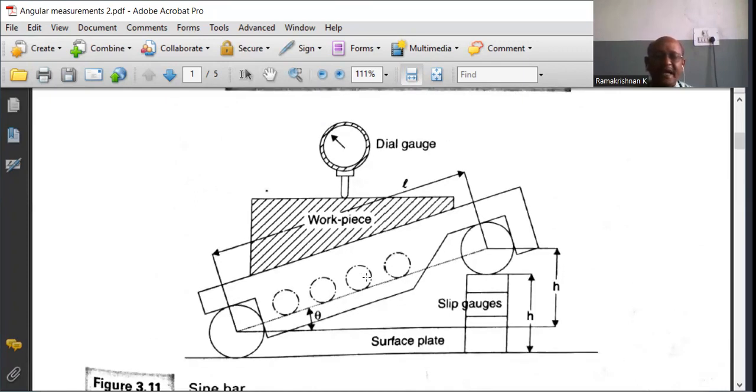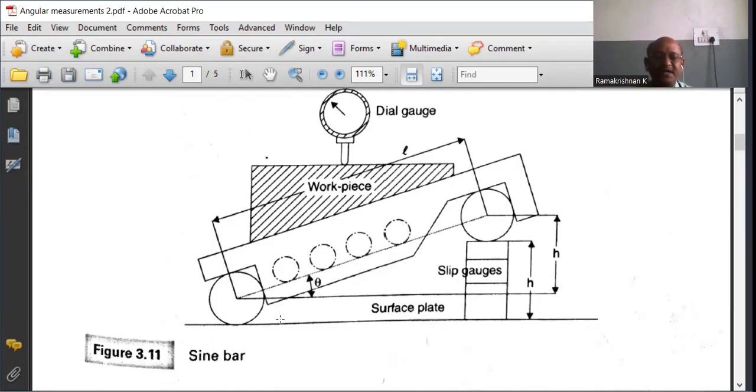Now, the calculation of the taper angle is based on trigonometry. As you know from the diagram, it forms a right angle triangle. The two rollers are exactly at a particular distance apart. That is, the distance between the centers of the two rollers is L, which we already know. Then the height of one roller from the surface plate is calculated by adding up all the values of the slip gauges. Now we can find H.